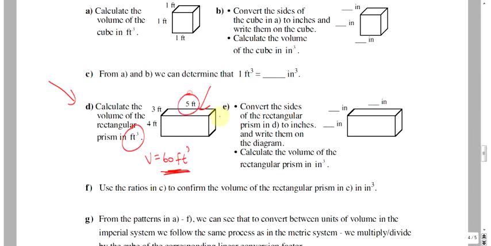Convert. 5 feet is how many inches? 1 foot is 12 inches. What's 5 times 12? 60. What's 3 times 12? 36. What's 4 times 12? 48.